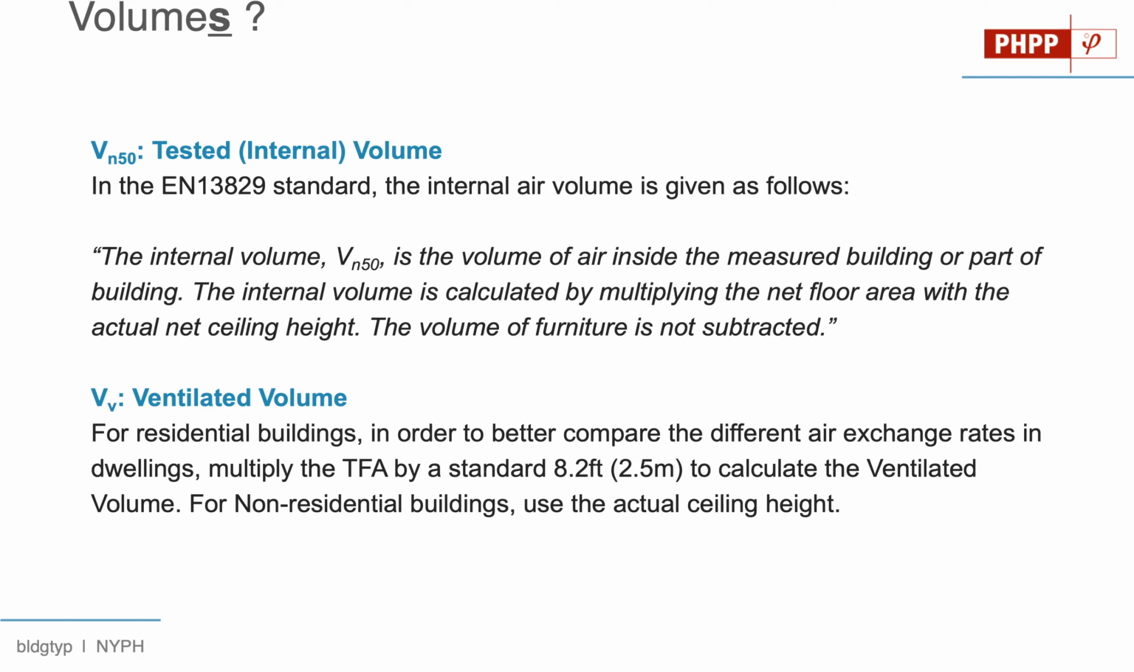So we have two different volumes here that we need to enter. Note also that the ventilated volume, for the PHPP, is defined as the TFA of the building, the treated floor area, times 2.5 meters, or in IP units, 8.2 feet. So that's a standard value for residential. However, for non-residential buildings, the ventilated volume will equal the V n50. So the V n50 and the V V are going to be the same when it comes to non-residential buildings. It's only in residential buildings that we have this sort of nuance, where we are calculating the V sub V.